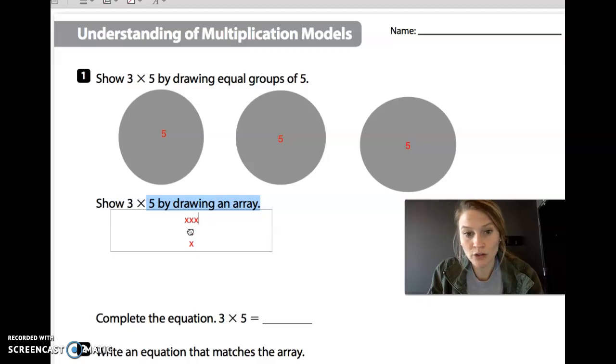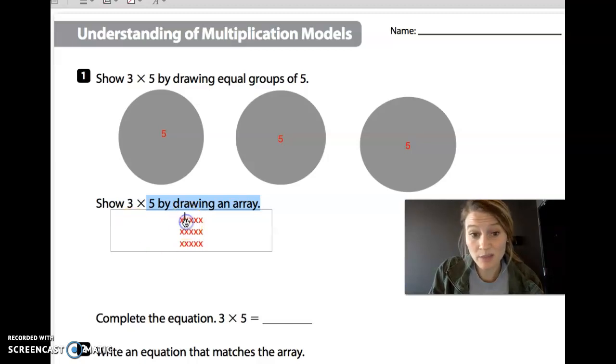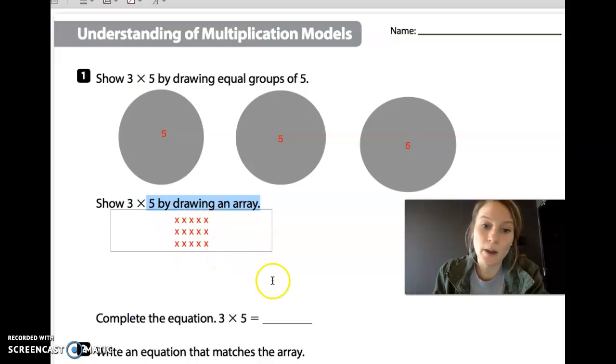1, 2, 3, 4, 5. 1, 2, 3, 4, 5. 1, 2, 3, 4, 5. And I could space these out a little bit if I wanted to really make my brain see it a little bit better. So when you're drawing it, you want to make sure that it's, again, in nice rows. So let's count them. 5, 10, 15. You can see it again in a different way.